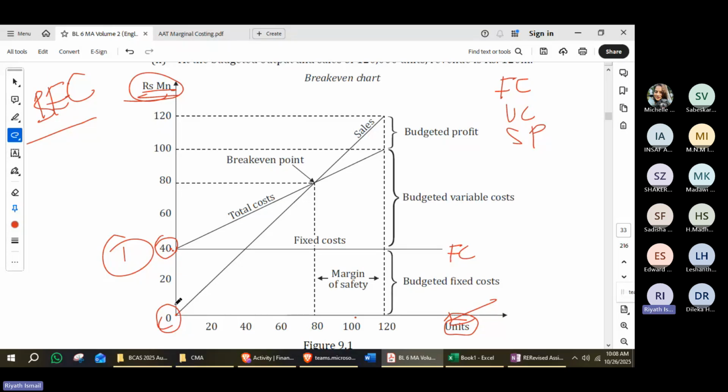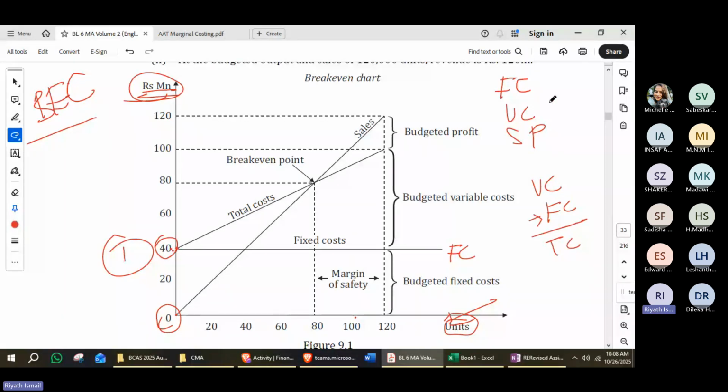As far as the cost side, the variable cost, we take this cost side as 0, and at production 0, we have total cost equal to fixed cost, right? Then variable cost plus fixed cost equals total cost. The fixed cost will never change.